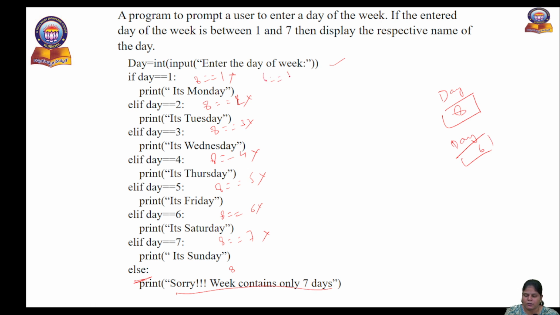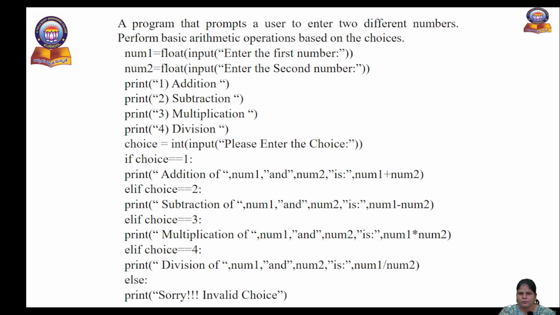6 equal to 1, false. 6 equal to 2, false. 6 equal to 3, no, it's false. 6 equal to 4, false. 6 equal to 5, false. 6 equal to 6, condition is true, so it will print it's Saturday, like that. Okay, you can check n number of conditions.